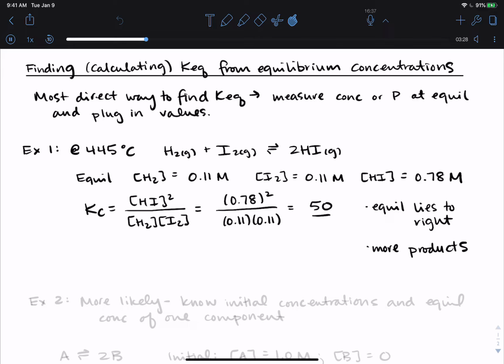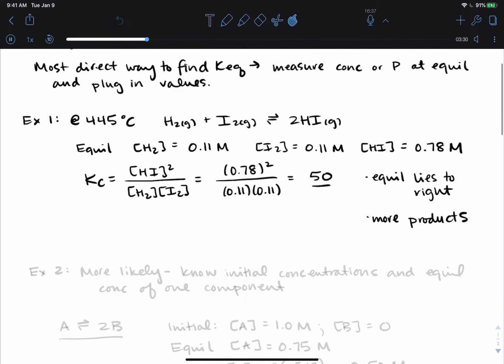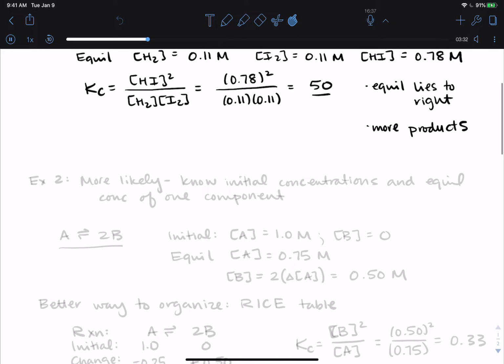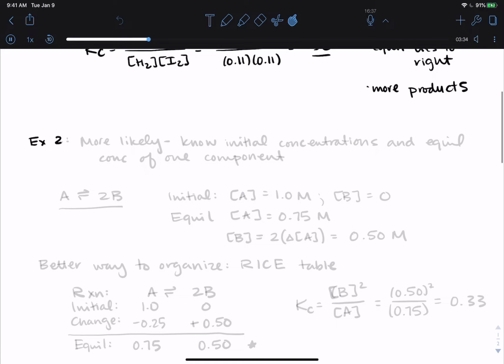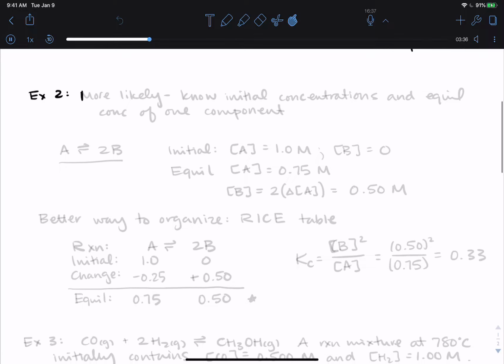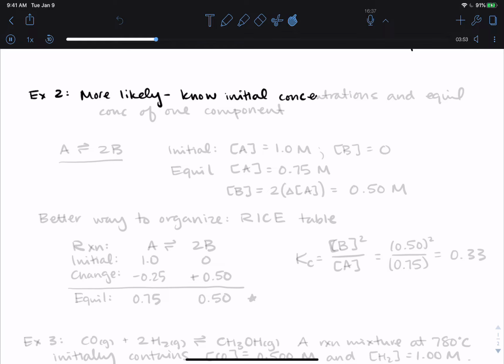A more likely scenario, but we're still being asked to calculate the equilibrium constant value. This is our example 2, and it's the more likely. We know the initial concentrations and we know the equilibrium concentration of one component. So we don't know the equilibrium concentrations of everything, but we have enough information to determine them.